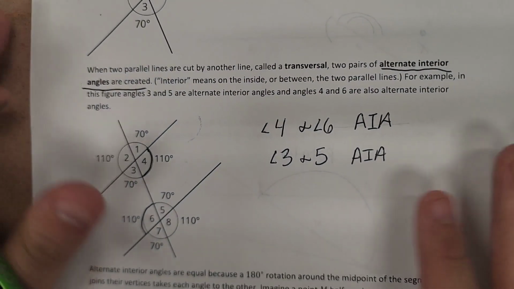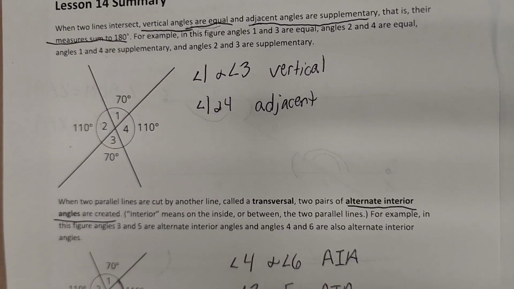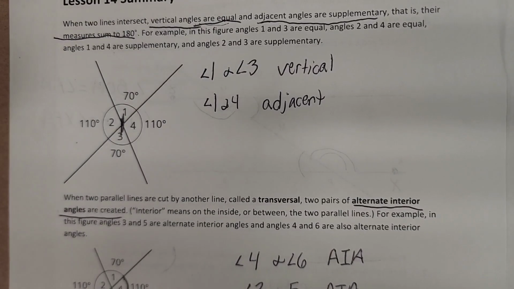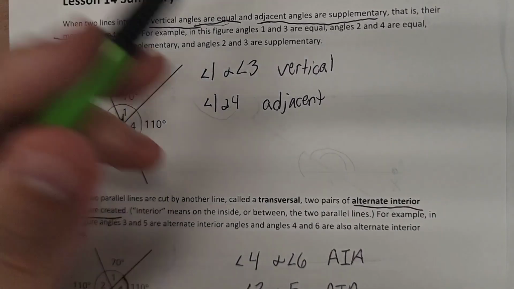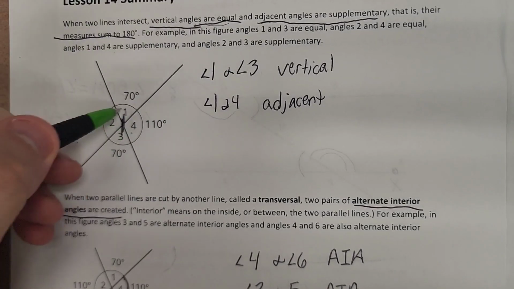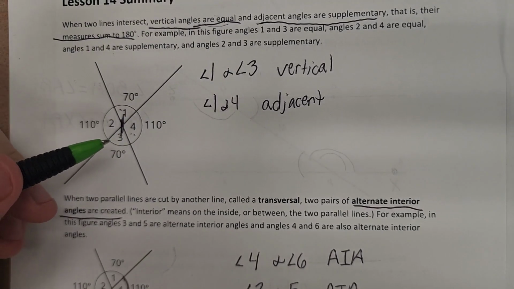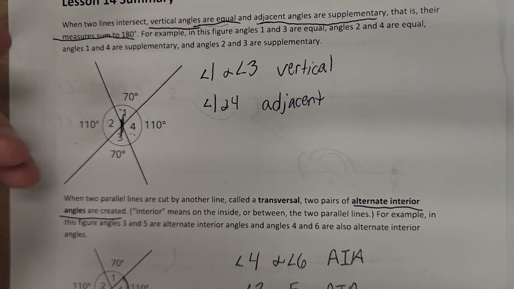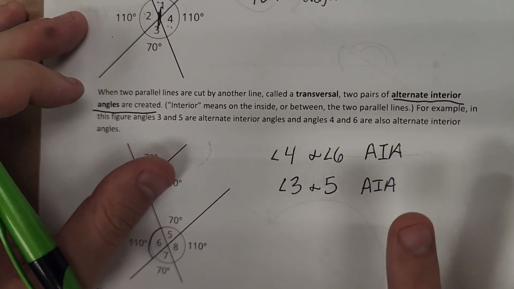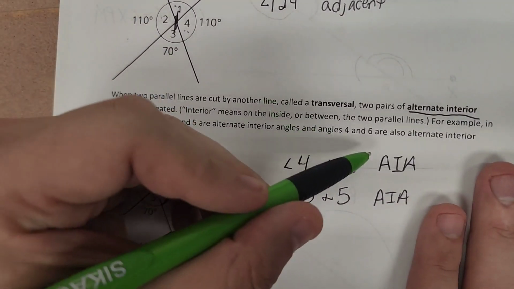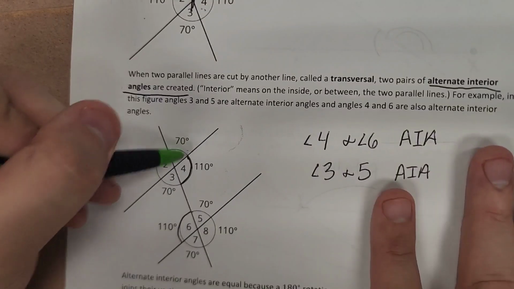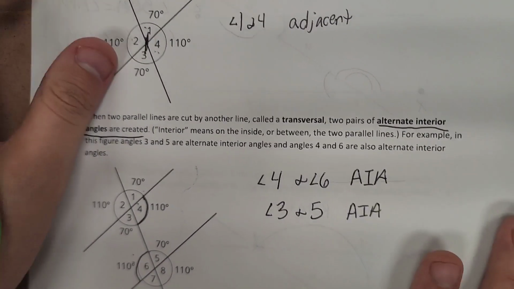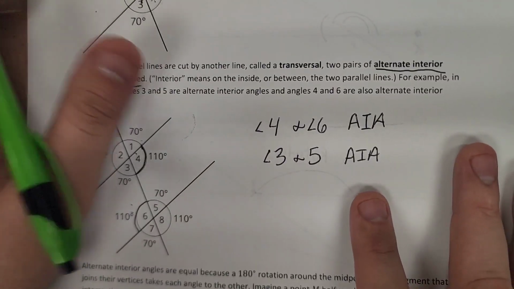So the main ideas that you should have gotten from this lesson are vertical angles. They're across from each other. They are what? Congruent. And adjacent angles, angles that are beside each other, are supplementary, meaning they add up to 180. Awesome. And then alternate interior means that opposite inside angles are what? Congruent. Great job, guys, and have a great day.